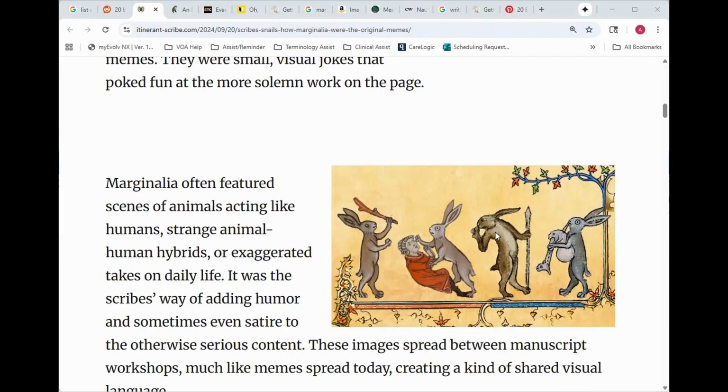So rabbits doing human things, treating humans as animals, rabbits with weapons, rabbits playing instruments. That's a major one. Later period, we also see cats. Cats tend to be shown doing more cat-like things, chasing mice, washing their tails, although we do see some in a couple manuscripts that are seen playing a ton of different instruments.